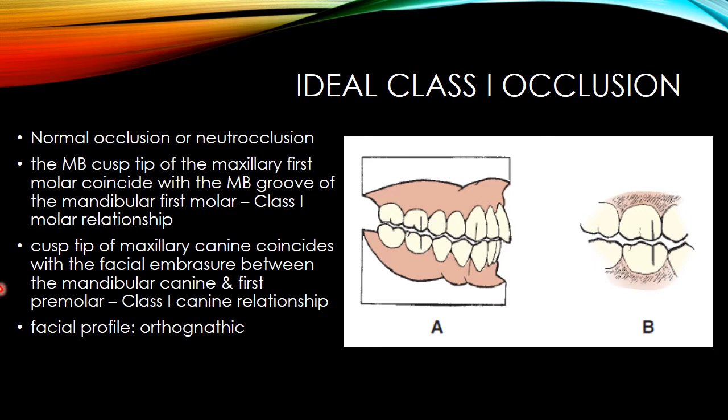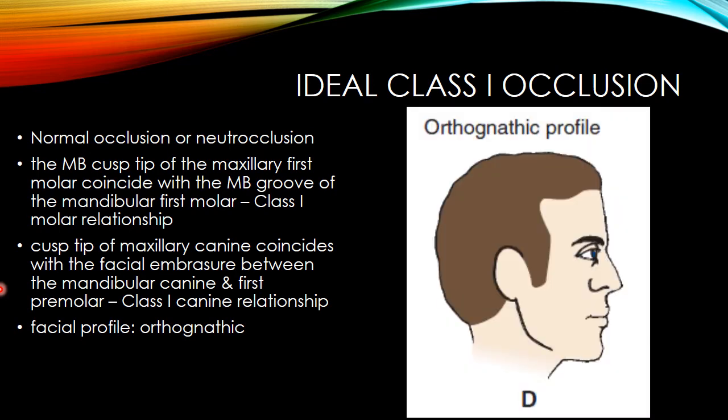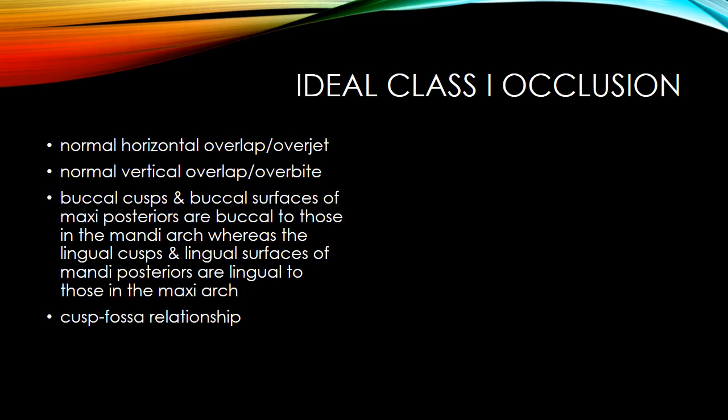The facial profile of a person with class 1 occlusion tends to form a rather straight line from the top half of the face to the anterior border of the mandible. This facial profile is called orthognathic. These are the other characteristics of an ideal class 1 occlusion.